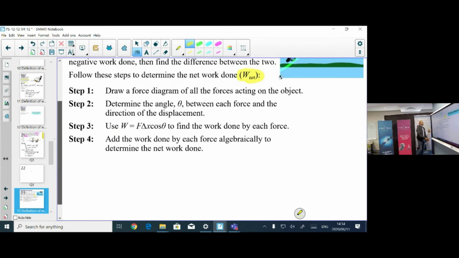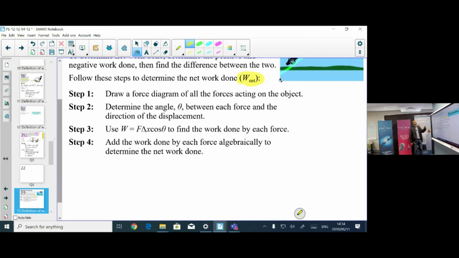I need you to look at the first step. The first step, draw a force diagram. Like I said earlier, you can use a force diagram or you can use the free body diagram. In the exam, they will tell you to use force diagram or free body diagram. How do you know that this is the force diagram? You are just going to have an object, and you have to indicate all the forces that are acting there.